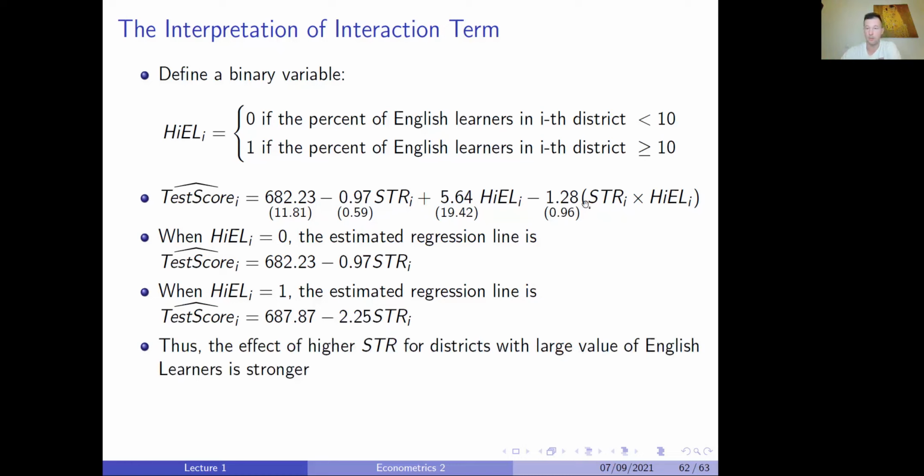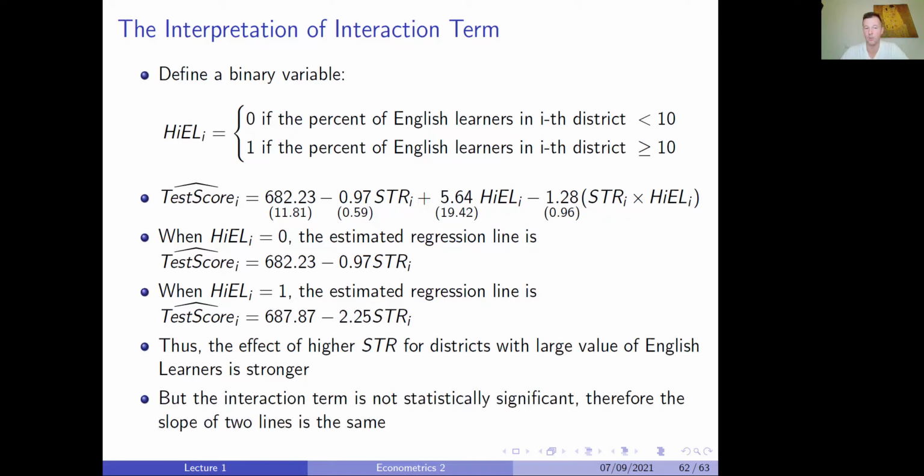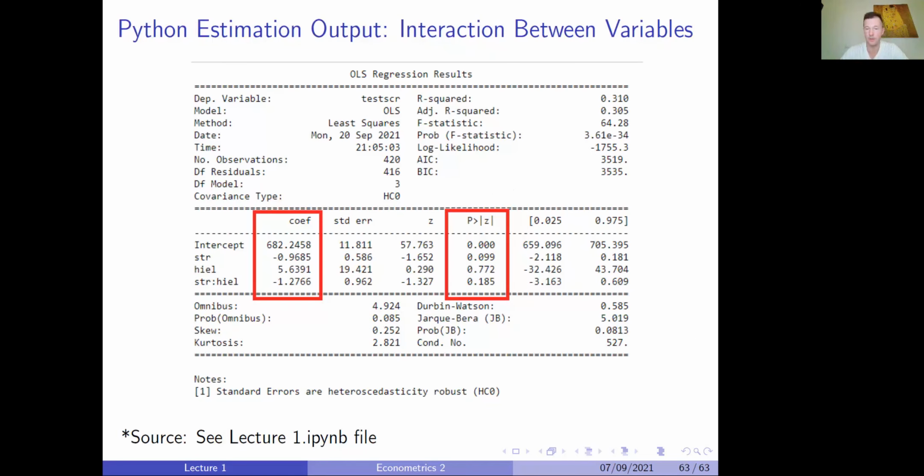Once again, the problem is that the interaction term is not significant, and we cannot reject the hypothesis that both slopes are equal because of this. We cannot claim that there is a different effect between these two districts. The slope of the two lines is the same. And here is the regression output, where we can see that the interaction term is not statistically significant, and this dummy variable is also not statistically significant separately, 0.772 here.